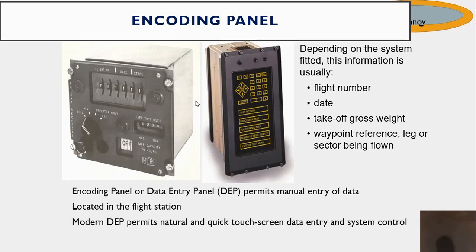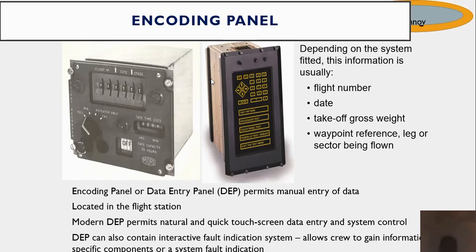Located in the flight station, modern DEPs, data entry panels, permit natural and quick touchscreen data entry and system control. The DEP can also contain an interactive fault indication system. It allows the crew to gain information on specific components or a system fault indication.